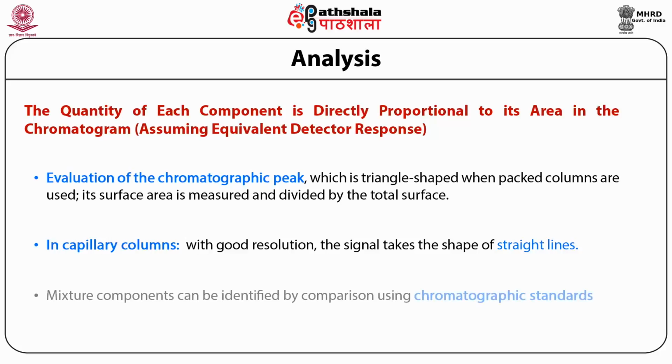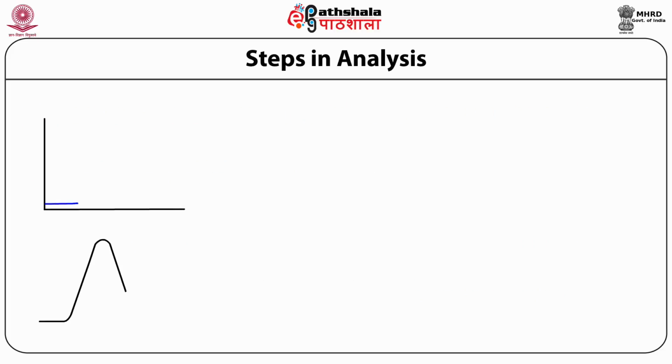The individual mixture components can be identified by comparing using chromatographic standards. Now, standards are those mixtures in which the components have already been identified. The retention time for each of the components of each of these standards has already been defined, although it may vary somewhat from protocol to protocol. But for the same sample being run under the same conditions as the standards, the retention times fairly match those of the standards. These are the general steps in the analysis.